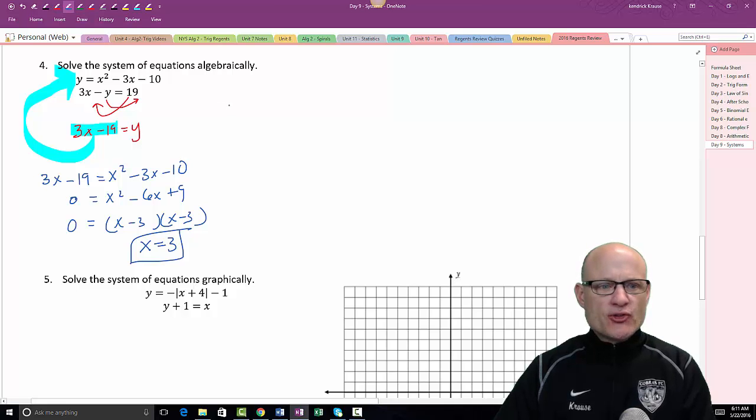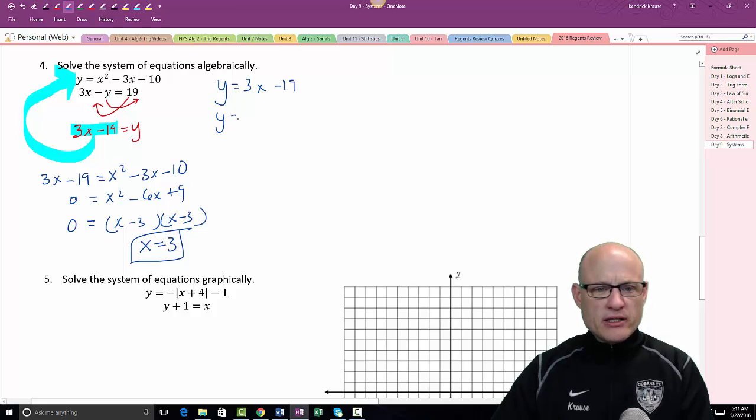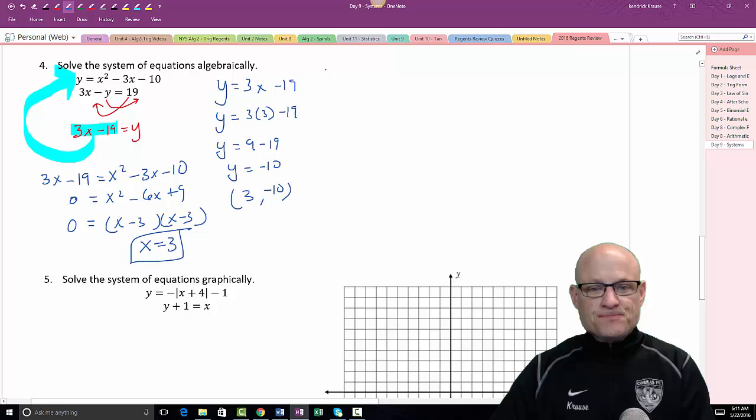Oh, I know why. So let's plug in. So I got y equals 3x minus 19. We'll plug the 3 in. y equals 3 times 3 minus 19. You get y equals 9 minus 19. So y equals negative 10. So my point of intersection is 3, negative 10. Let me check that in that other equation.